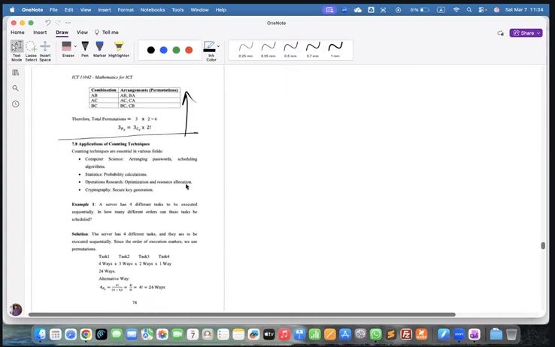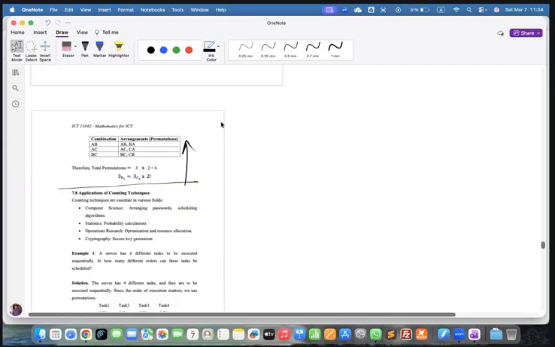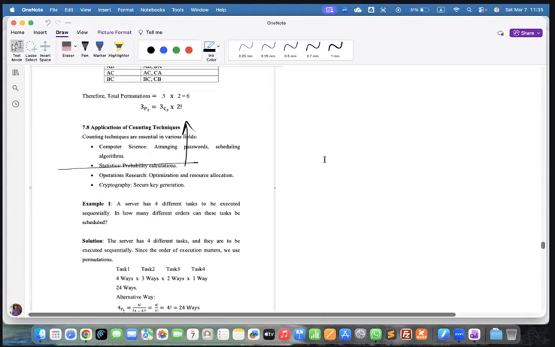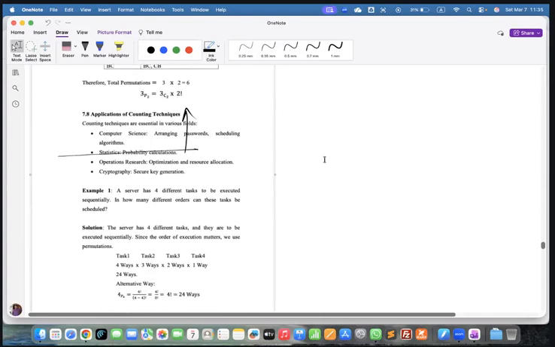Okay, now we will look at the applications of counting techniques. What are the different places we can utilize these permutations and combinations? Just read these. Counting techniques are utilized in various fields. Password making, scheduling, computer science, arranging passwords. While you arrange passwords, we utilize these counting techniques to check all the possible combinations of passwords.